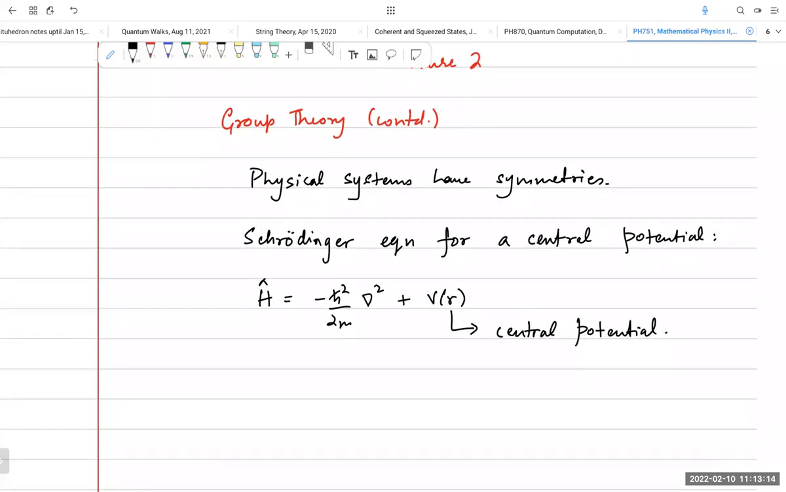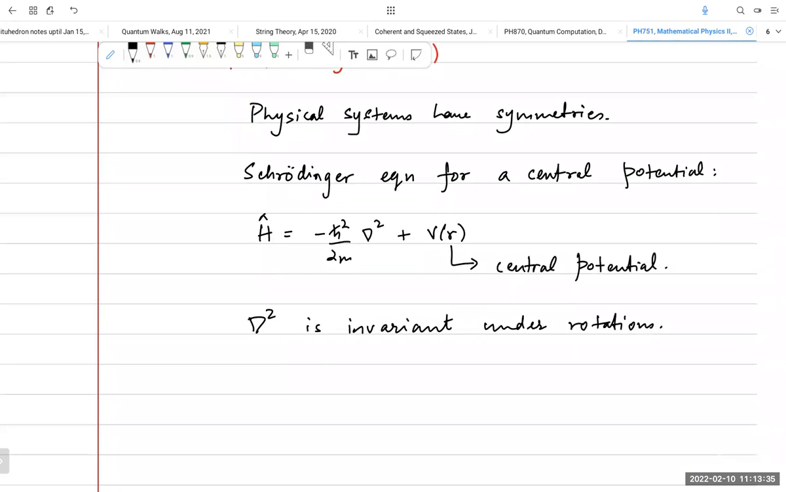Now, this Hamiltonian is invariant under rotations, because del squared is invariant under rotations, and V of r is also invariant. Why? Because it only depends on the radius r, and if you rotate, you don't change the radius.